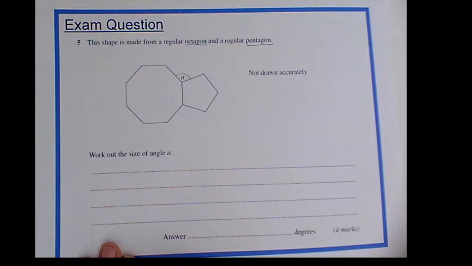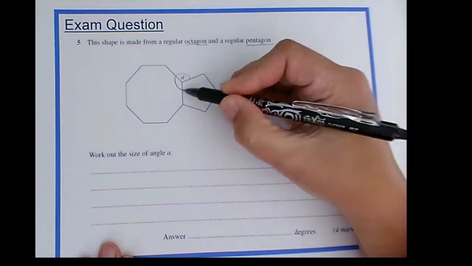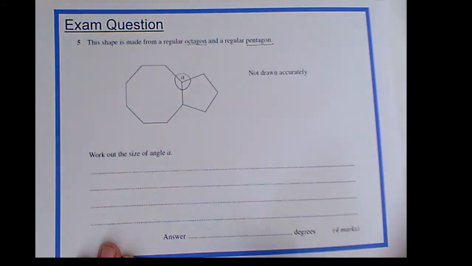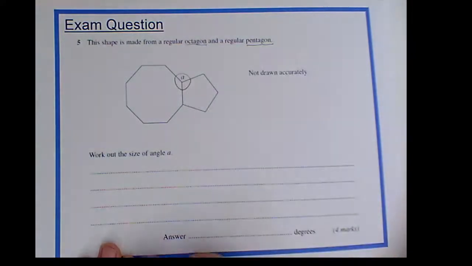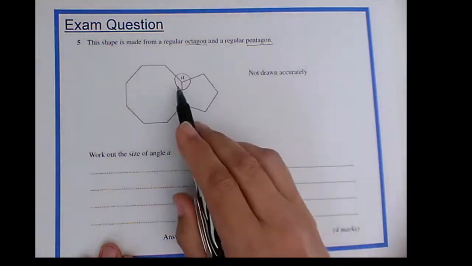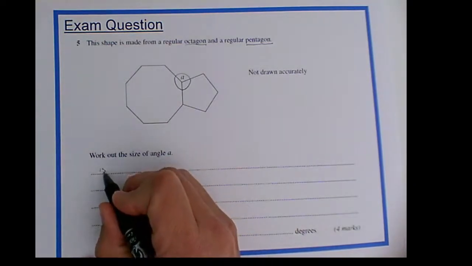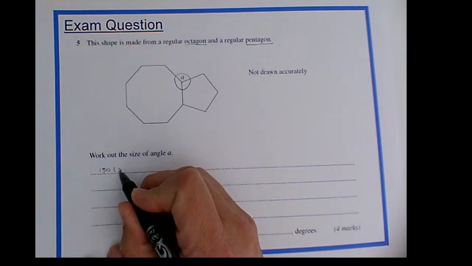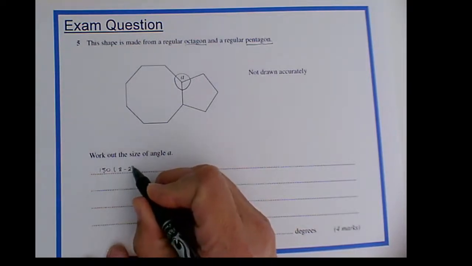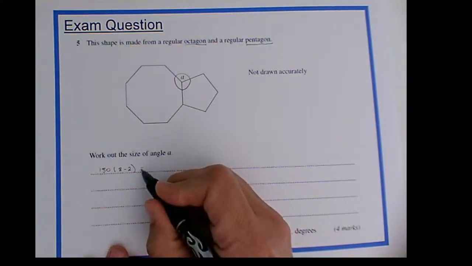So the way to work out the size of angle A is for me first to find the size of the angles inside my two shapes. Once I have those, I have the angles around a point, and we should know angles around a point add to 360 degrees. So let's start with the octagon. We know the formula for our octagon: 180 degrees multiplied by the number of sides, so an octagon has 8 sides, minus 2, that tells us the number of triangles we can make. That will give us the total value.